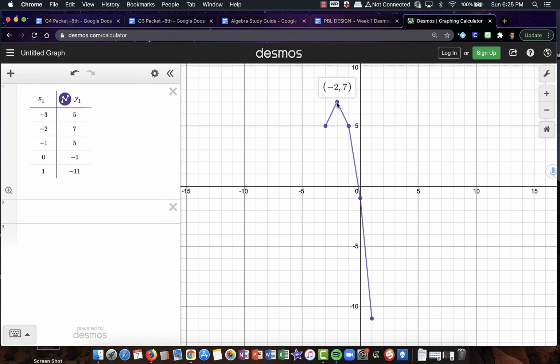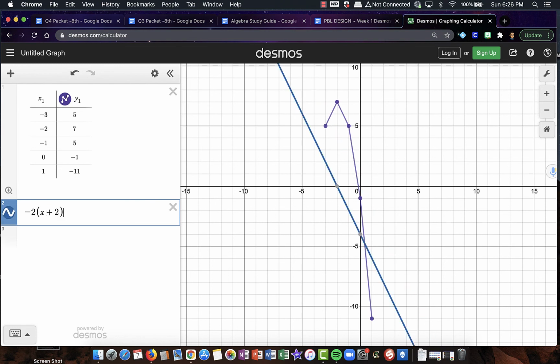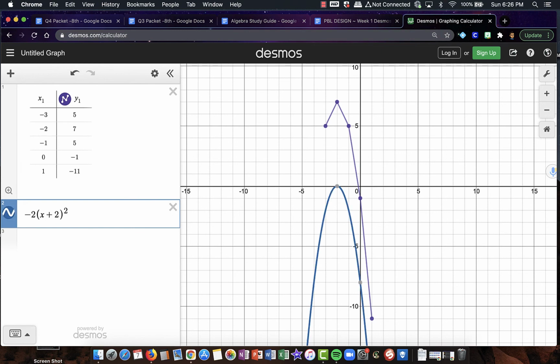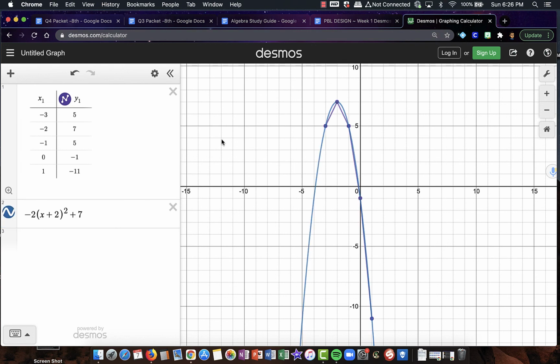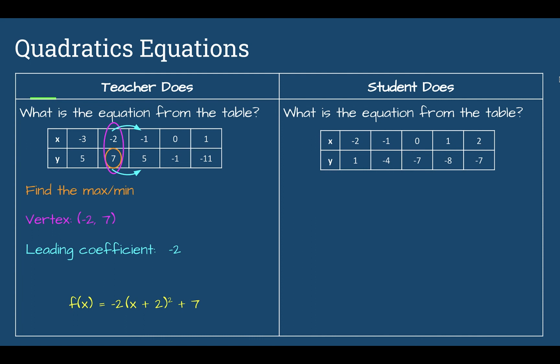So 7 was my vertex, that maximum point, and it's halfway between my other two, so I know that that's the middle. And then if I want to use Desmos too, I can double check and type in my equation. Do I get the same parabola? And it went through all the points, so it must be the correct equation. Now it's your turn. Pause the video one last time. What is the equation from the table?